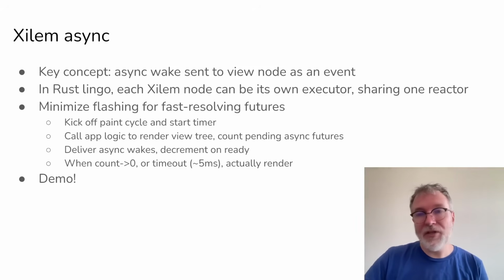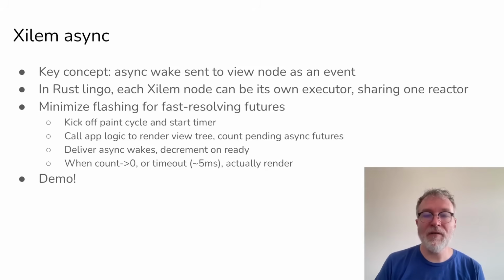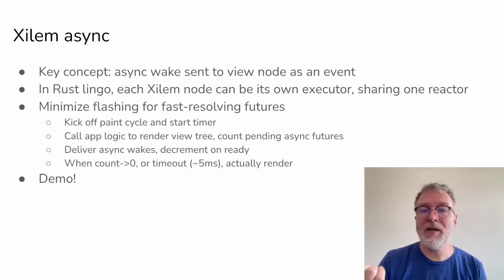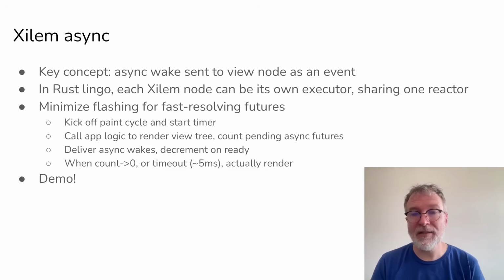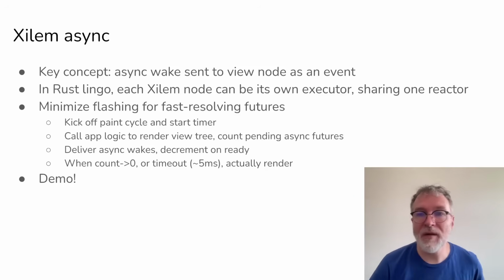So that causes you to render all of those fast resolving futures without any flashing. But if there are futures, like if you actually did have to go out to the network, that's not going to resolve in 5 milliseconds. So you paint, and you might paint some sort of spinner or some sort of state representing the fact that there's async work that hasn't completed yet. And so you're not blocking.